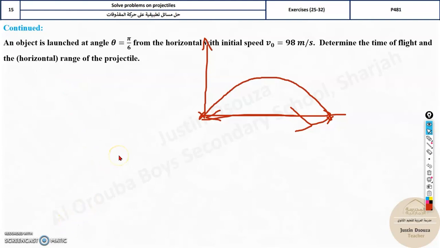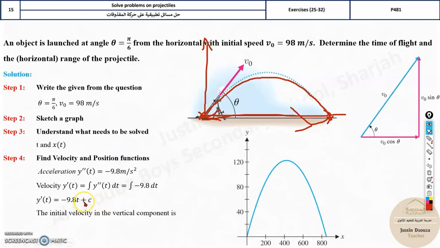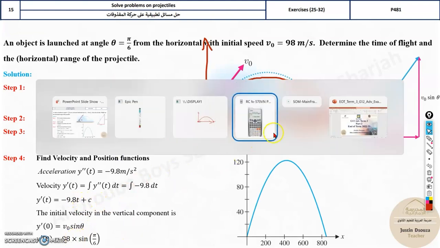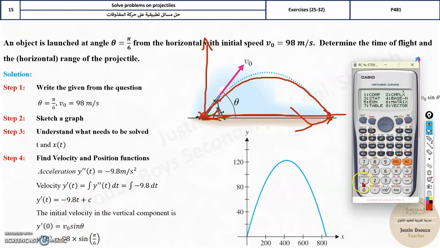Sorry, let me just go back. Okay, one quick thing. When you're solving this, use shift mode and 4 for radians, and now type in the value 98 times sin(pi divided by 6), close the bracket. That is the answer, 49.